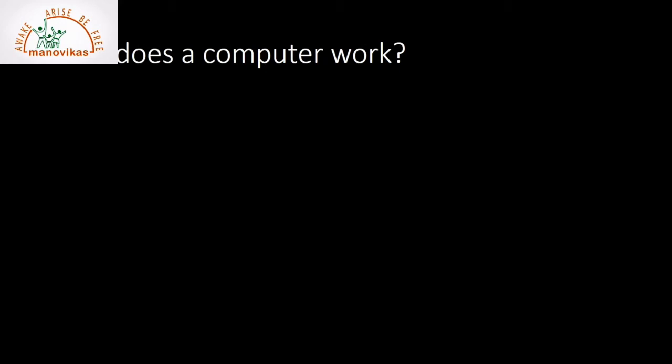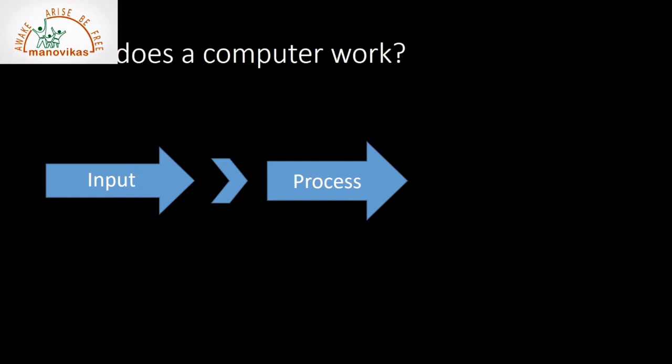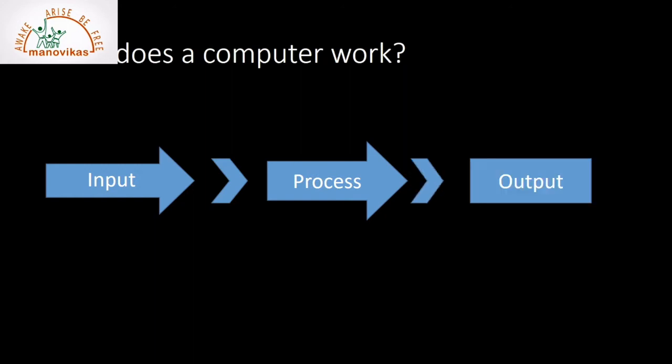Similarly, a computer is a multi-purpose electronic machine. A computer can perform several different works. Let us see how this machine works. How does a computer work? Computer works on IPO cycle. IPO stands for input, process and output.